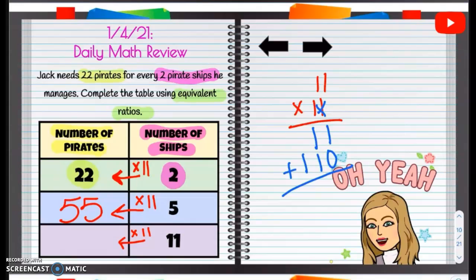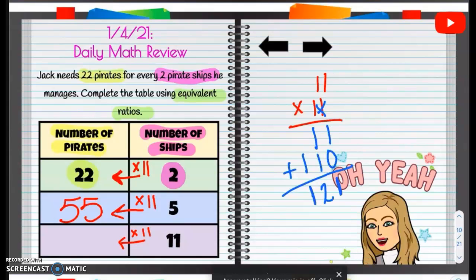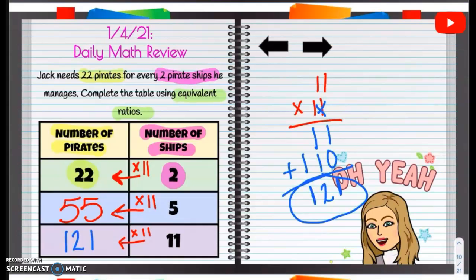Add them up. 1 plus 0 is going to be 1. 1 plus 1 is 2. And 1 plus 0 is 1. So what we're going to do is have our answer of 121. So I'm going to put that 121 in that box. And that is it for filling in our table. That's all. Great job.